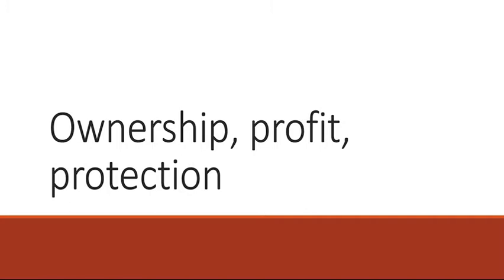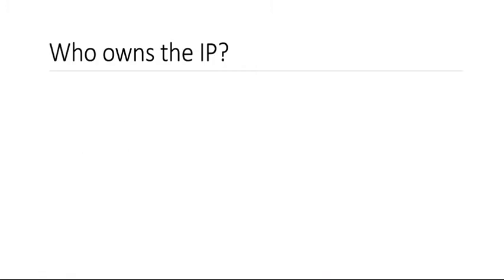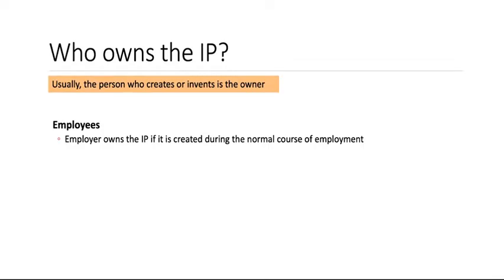All right. So now that you know about the rights, let's talk about what you can do with the rights and start with ownership. The most important question when you're dealing with intellectual property is who owns it. The rule of thumb here is that the person who creates or invents the product is its first owner. However, there are three special groups that we're going to be talking about today because the rules are a little bit different. The first of those groups is employees.